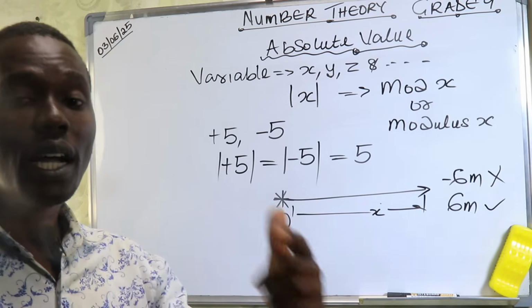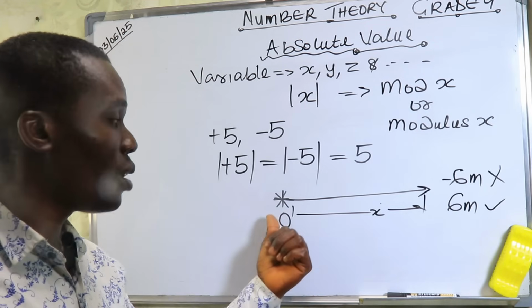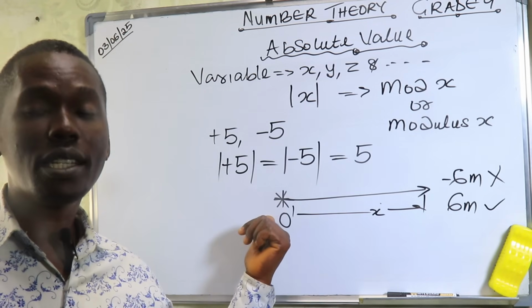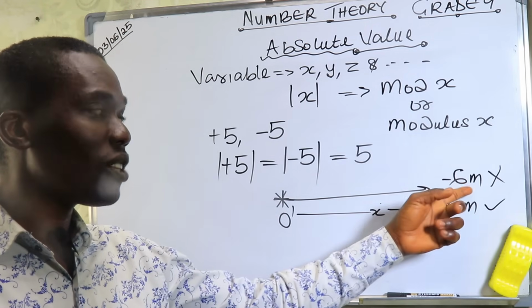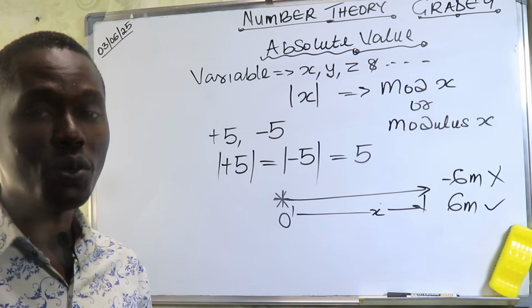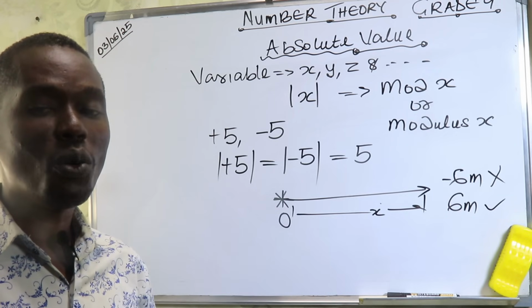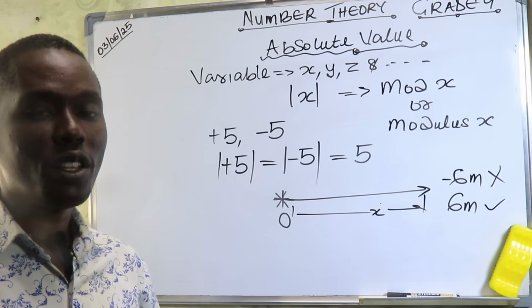Now remember, the absolute value of a number is its distance from a given origin, 0. So since distance cannot be represented by negative values, absolute values are always non-negative numbers.